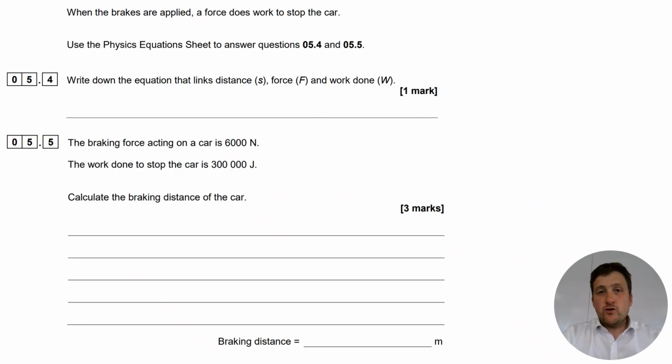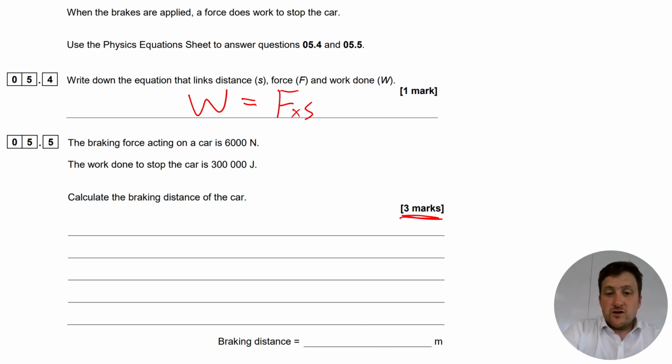Write down an equation. If you have an equation sheet, which you do in this exam, there's no way you can get this wrong. You can use the words. If you're confident using the symbols, you've got to be able to use the capital letters correctly. W equals Fs. Easy as that. You can also put a times F times S if you want to as well.